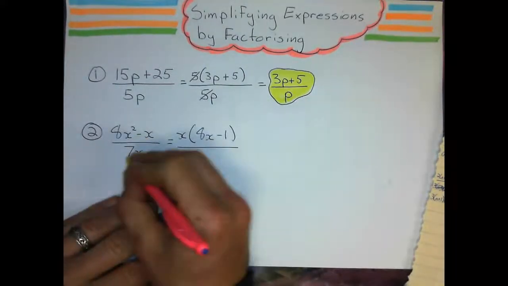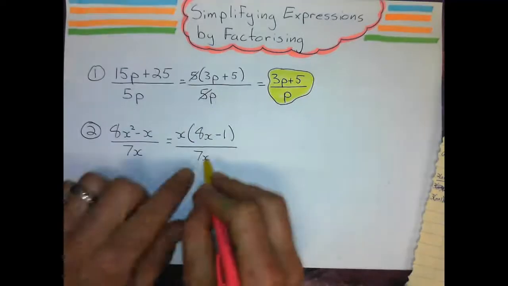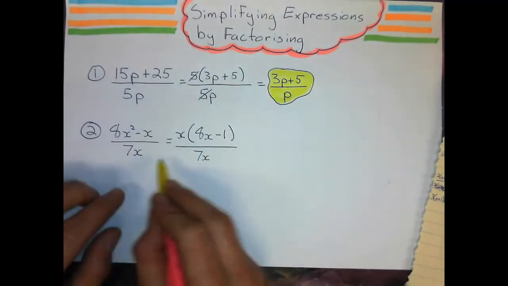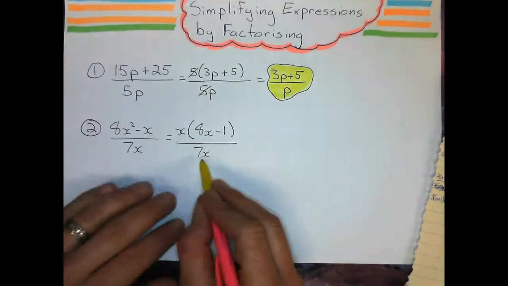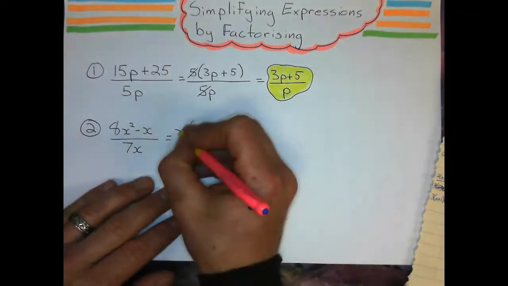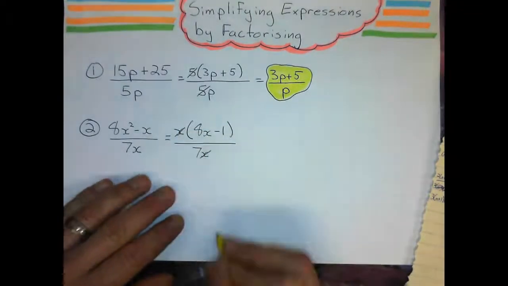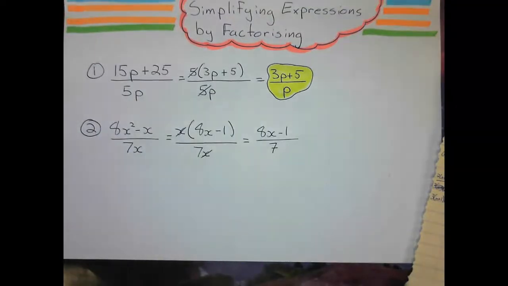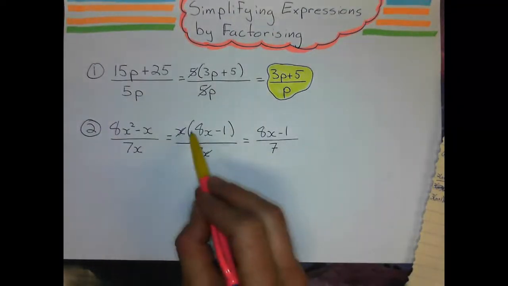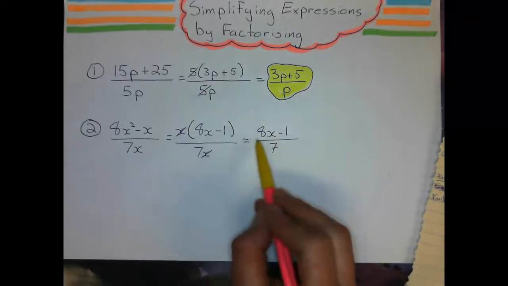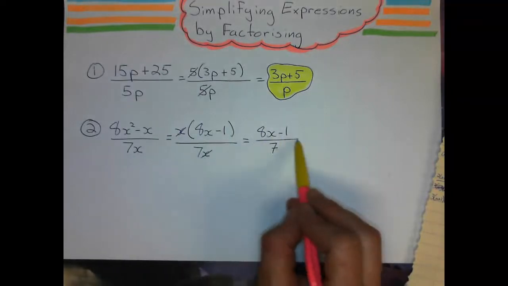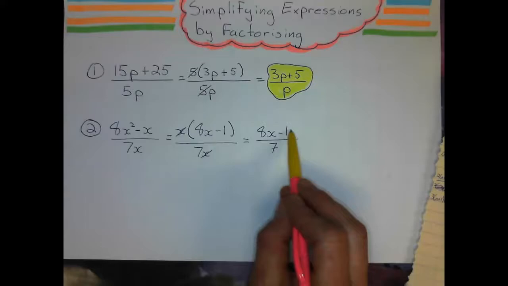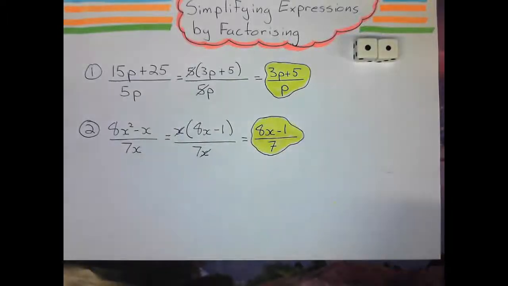And this is all over 7x. Nothing can happen downstairs because it's just one term, 7x. So now I look and I can see cross-canceling. Don't do these guys, but these guys, because those are the factors right there. And rewrite our expression as 8x minus 1 over 7. You don't need those brackets anymore because the fraction bar acts as a grouping symbol in itself. Okay, let's keep on moving.